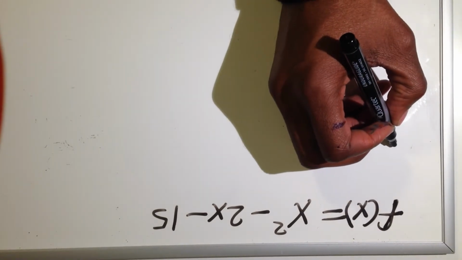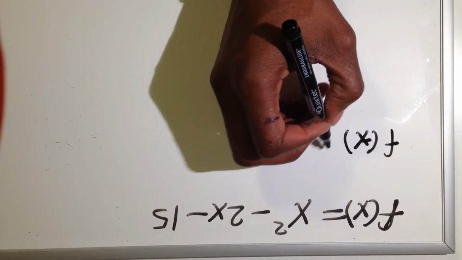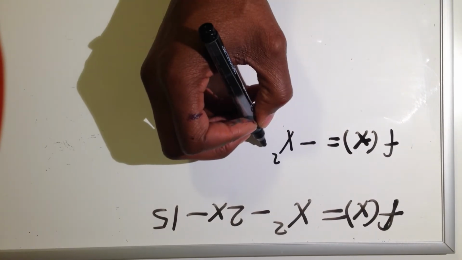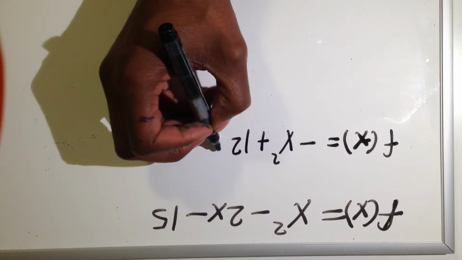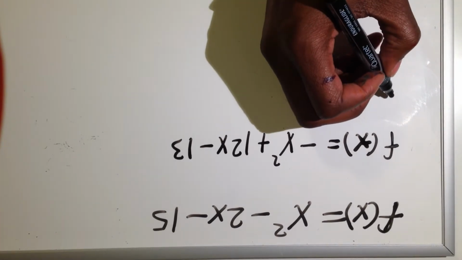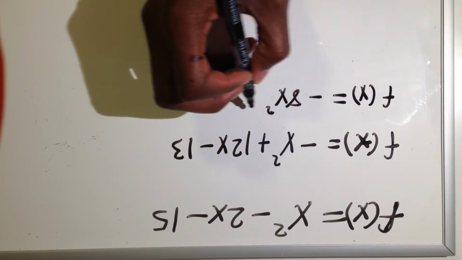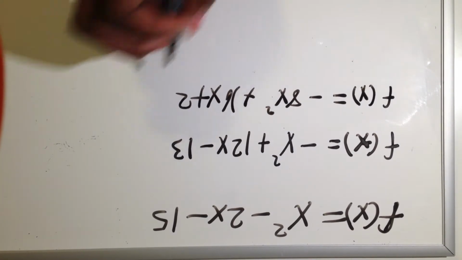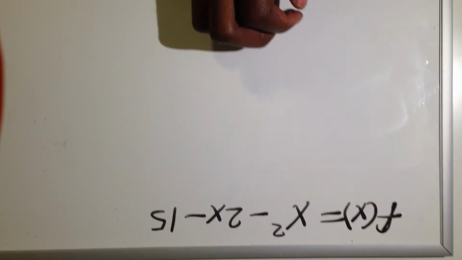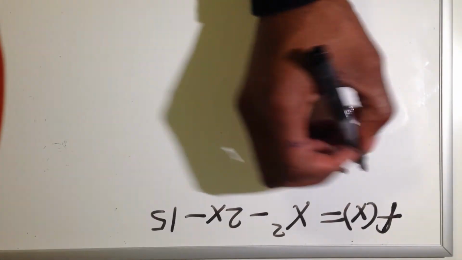What we're going to try together is this one: f(x) is equal to negative x squared plus 12x minus 13. Another one that I want to do with you is f(x) equals negative 8x squared plus 16x plus 2. So let's first start with this one. Pause the video and try to solve this one. Good. So let's do it.